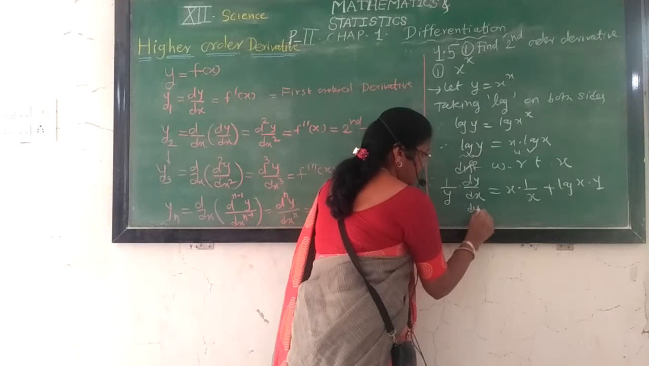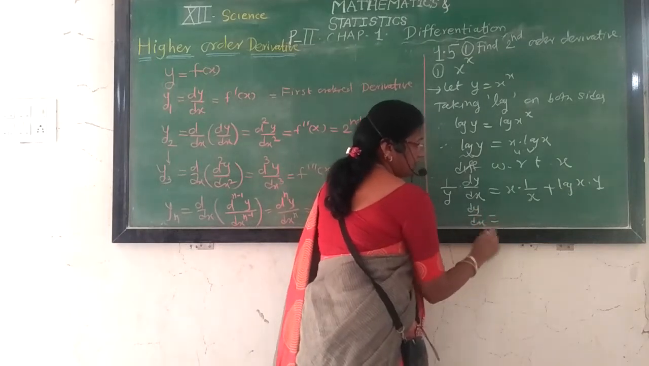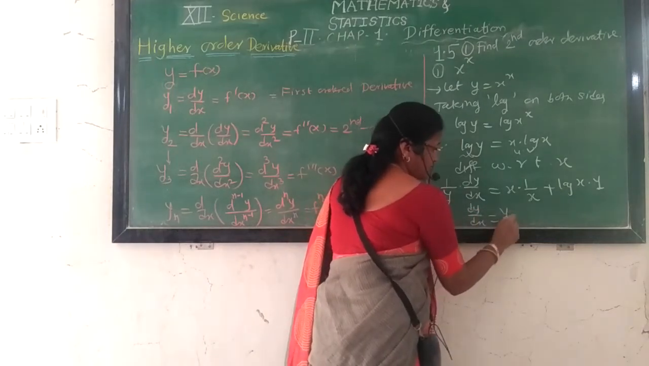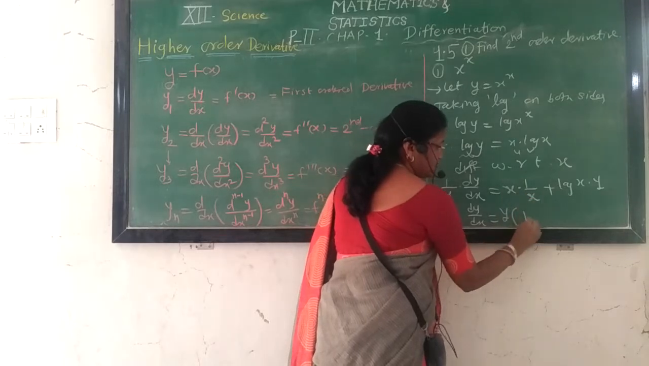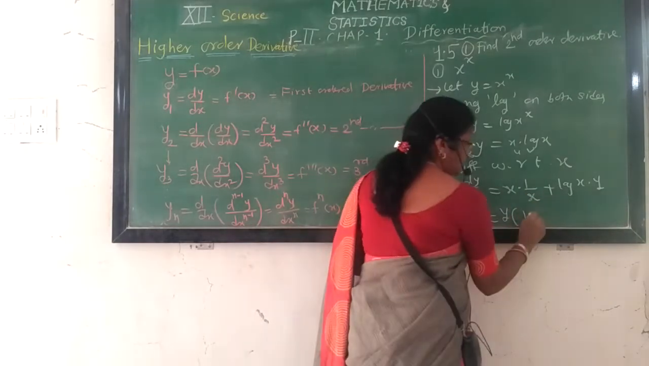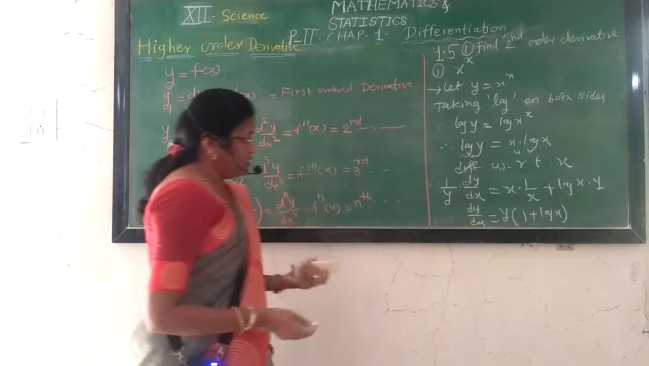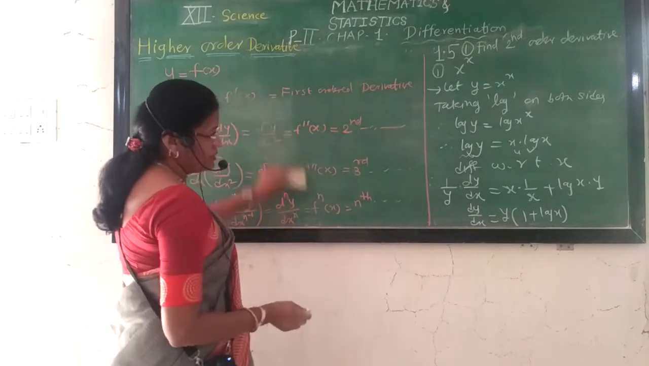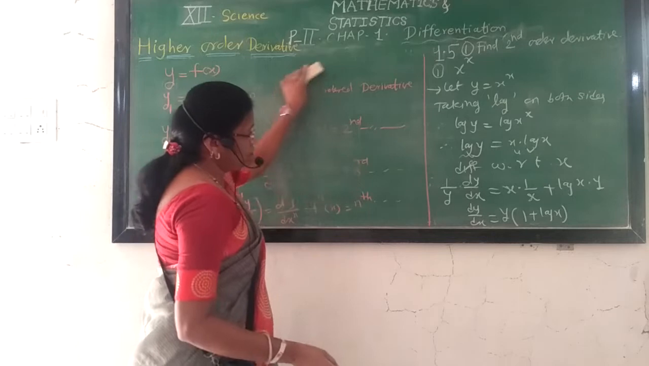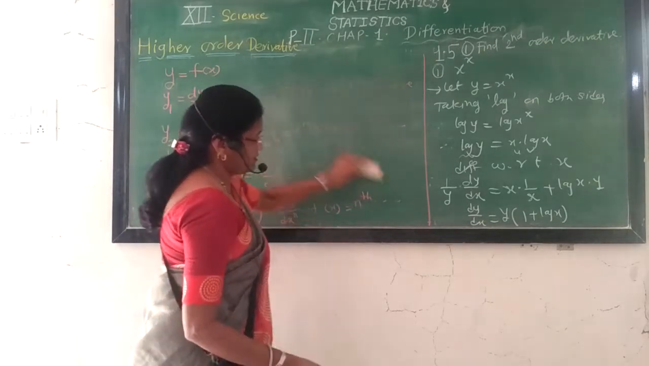Now dy by dx is equal to, shift this y to the right side. This x is cancelled. So the first term is 1 and the second is log x. So here dy by dx is equal to y into (1 plus log x).